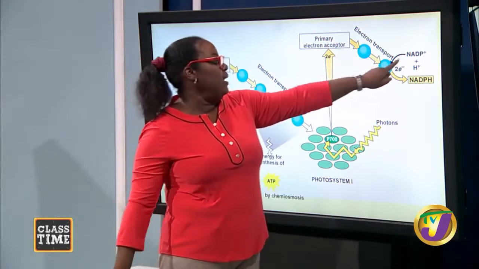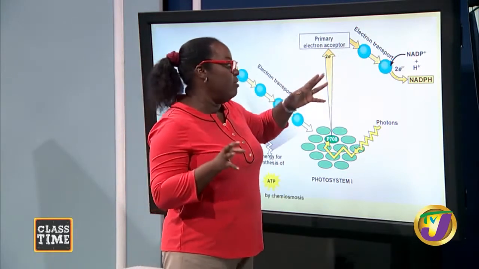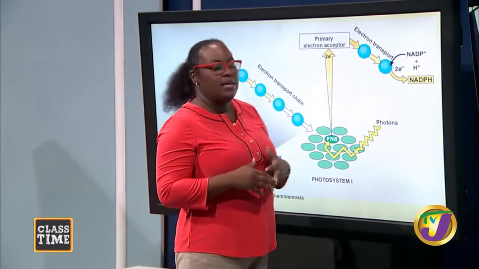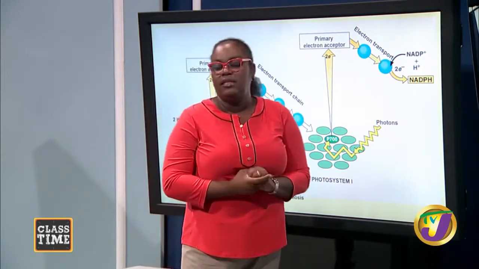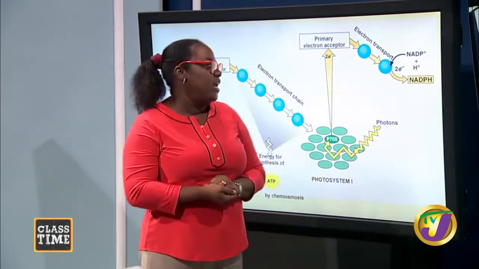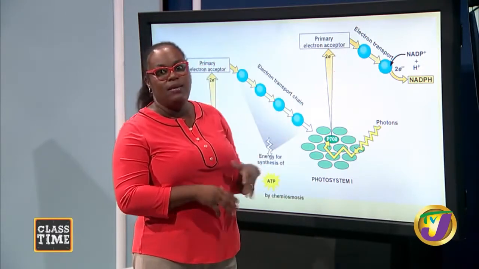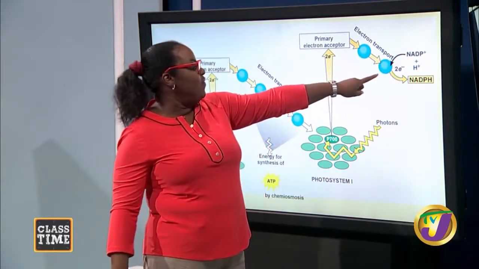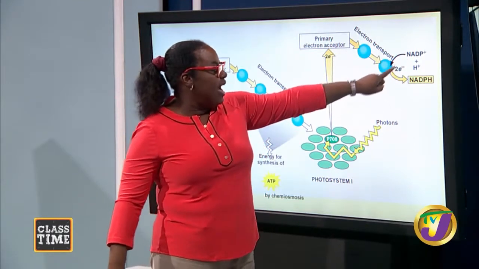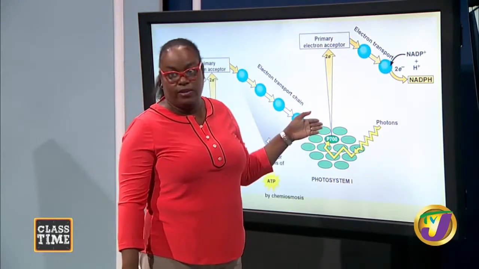molecule NADP, and by the way, it is an official acronym, we can use it. It has a longer name, nicotinamide adenine dinucleotide phosphate, but we are not going to use that. You just remember NADP and you're good. If you notice, NADP is the final electron acceptor of the P700 electrons that left it.